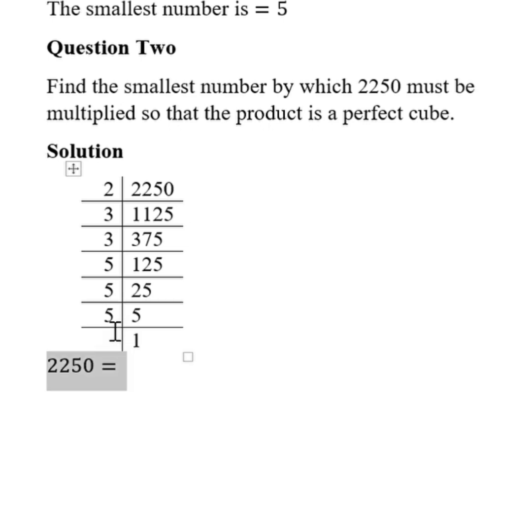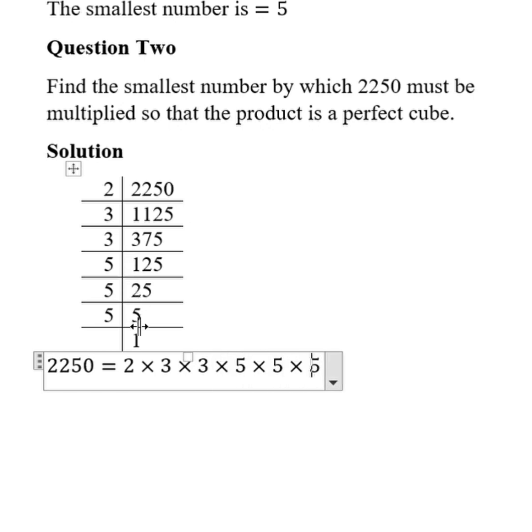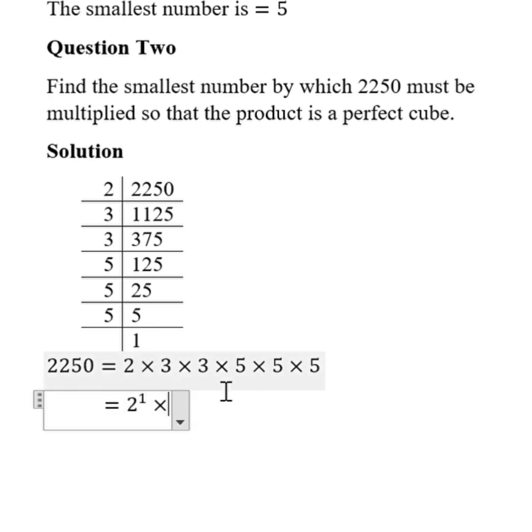So we can write that as a product of its prime factors as 2 times 3 times 3 times 5 times 5 times 5, which in power form can be written as 2 raised to power 1 times 3 squared times 5 cubed. As we said before, for a number to be a perfect cube, the powers must be divisible by 3. So this one is not divisible by 3.